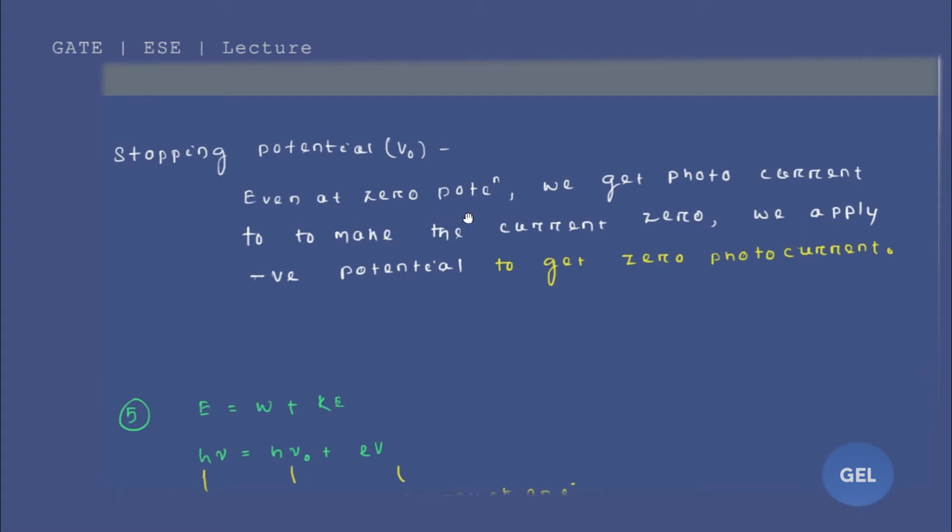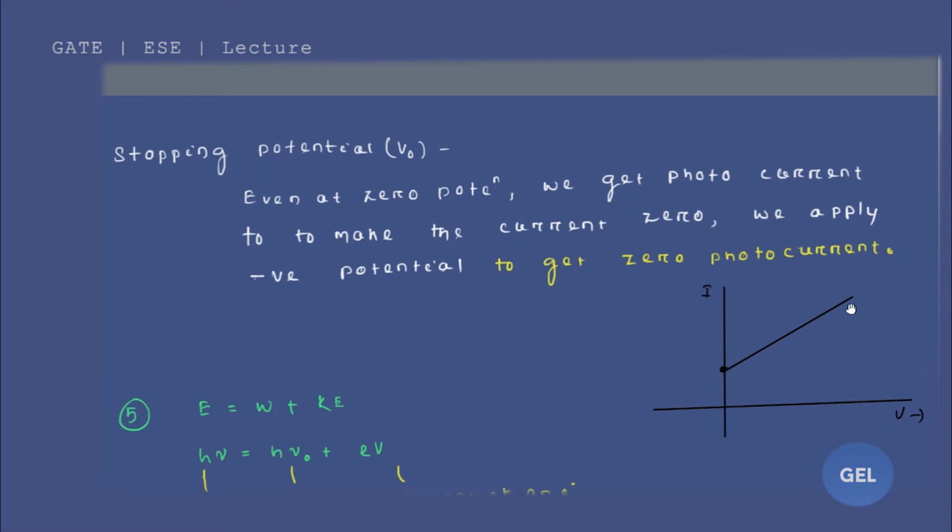Even at zero potential we get photocurrent. What does that mean, sir? Even at zero potential, you can understand this from a graph. Look here carefully. Even at zero, this is your current, sir. This is your voltage, sir. Now even at zero potential, you'll get a current, photocurrent. Okay, even at zero potential.